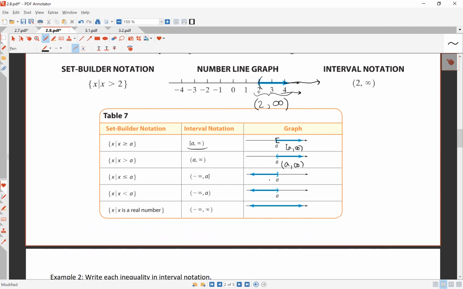If it's less than or equal to a, this time the leftmost number is over here at negative infinity and goes all the way to the right number, which is a, and we use a bracket because we're including it. If it goes from negative infinity to a, we always use a parenthesis on infinity and less than a, so we don't include it. And then finally, if it's the entire real number line, it goes from negative infinity all the way over to positive infinity. All right, that's what interval notation looks like.